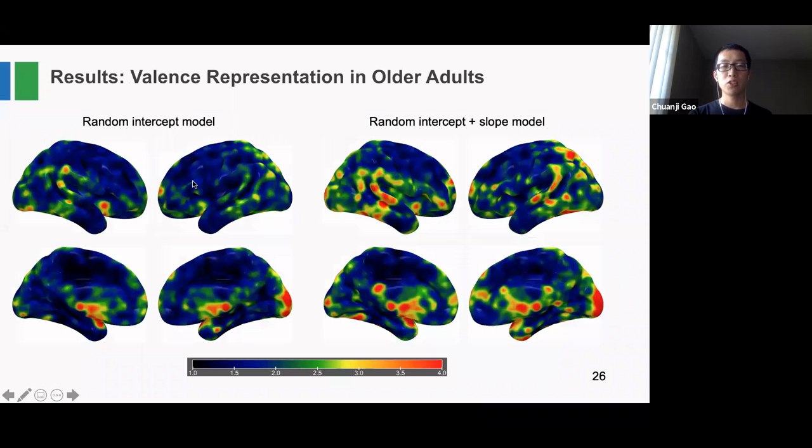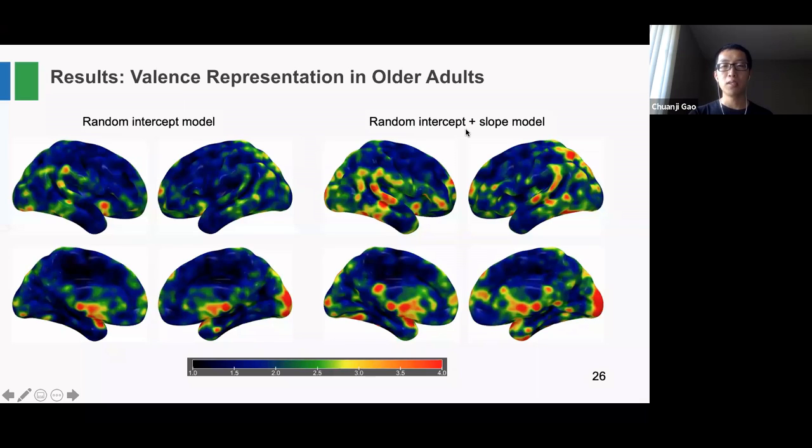So what we got here is the whole brain map of the random intercept model and the random intercept plus random slope model. Here's a fixed effects beta map for valence, and as you can see, the scale is from 1 to 4. Notice that I didn't do the multiple comparison corrections yet, so this is really just descriptive. We are now running the permutation test, so we haven't got the results, but this shows you a general idea of where the strongest valence-related brain regions are. It's interesting that some primary sensory cortices are involved in the valence representation, and also some subcortical structures like the thalamus are involved in valence processing.